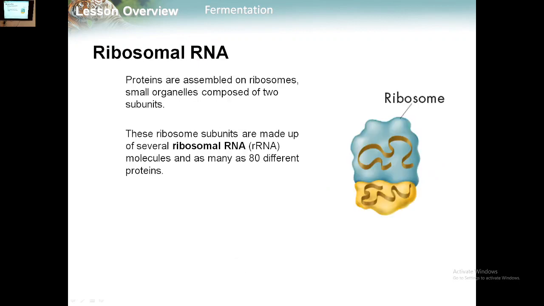Ribosomal RNA, which is the second type. Proteins are assembled on ribosomes, small organelles composed of 2 subunits. So as you can see, this is the ribosomal RNA, which contains 2 subunits. This is the first subunit and this is the second subunit. The ribosome subunits are made up of several ribosomal RNAs and about 80 different proteins. We call it 70S, which is made up of 2 subunits, 50S and 30S.